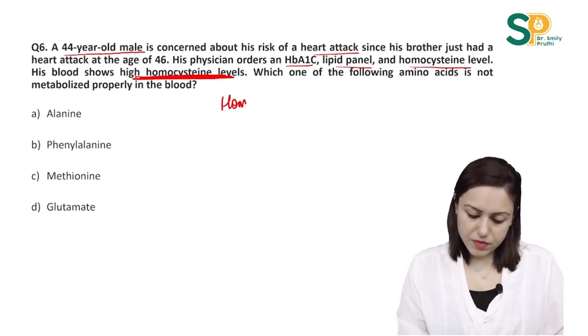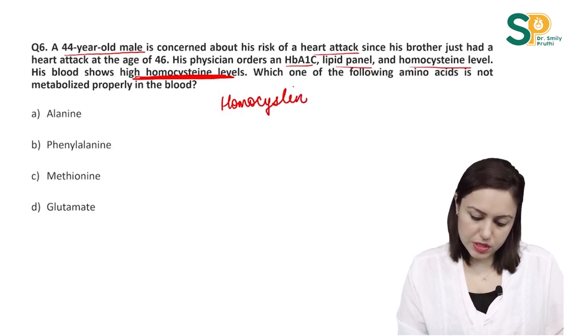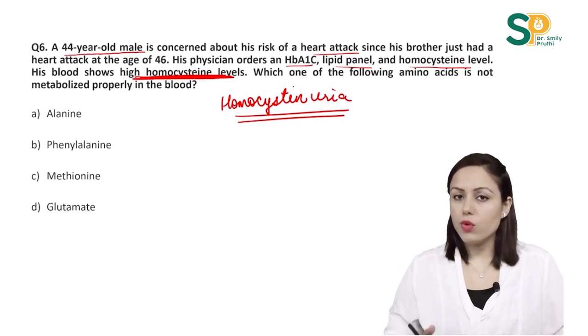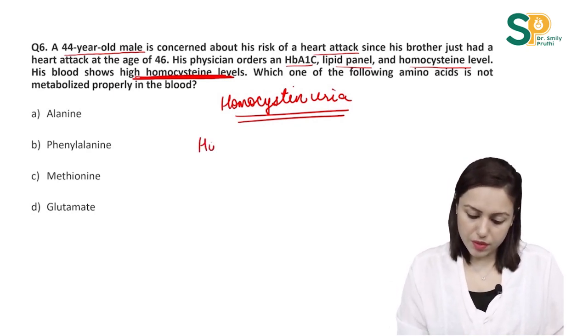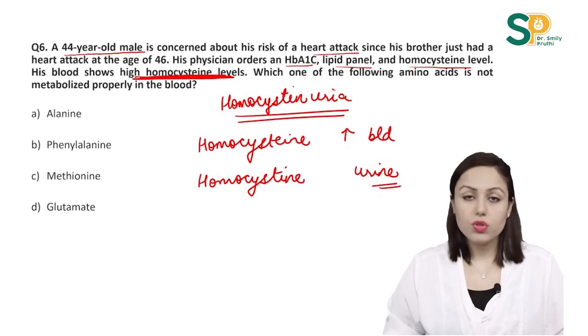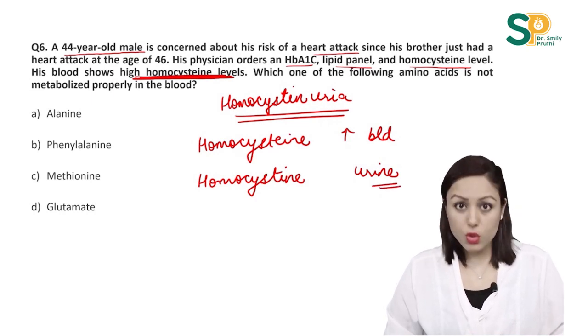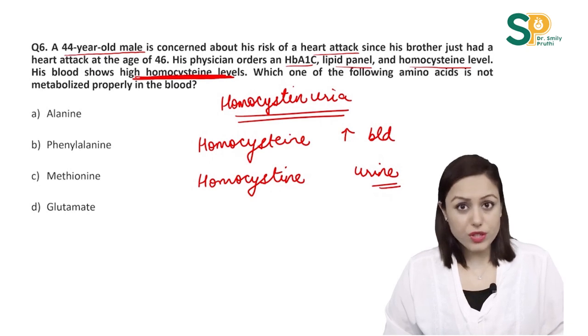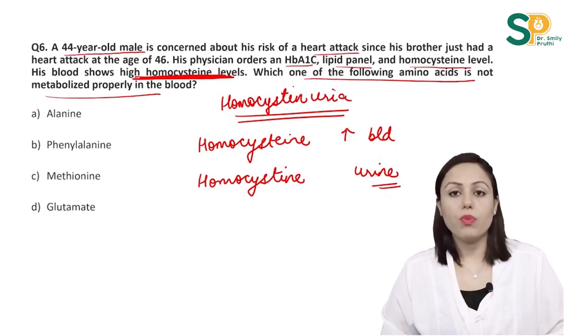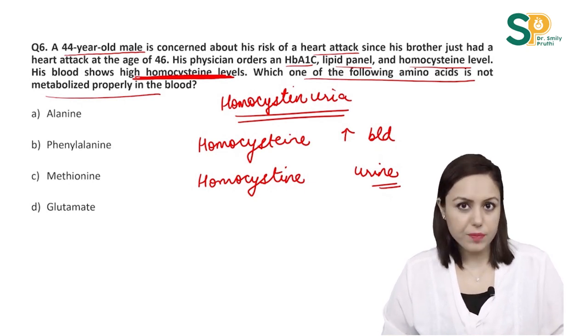To be very precise, we say that it is homocystinuria because homocysteine comes in urine and homocysteine is increased in blood. So the disease name is homocystinuria. Now, what is the question they are asking? Which one of the following amino acids is not metabolized properly in the blood?